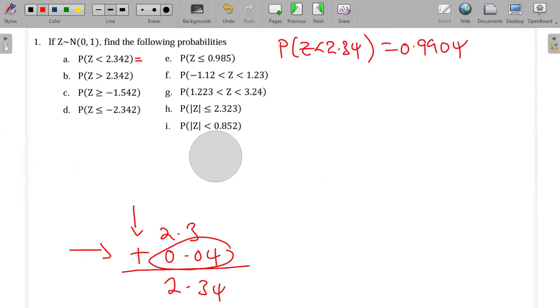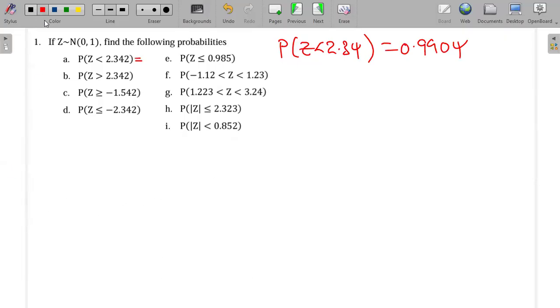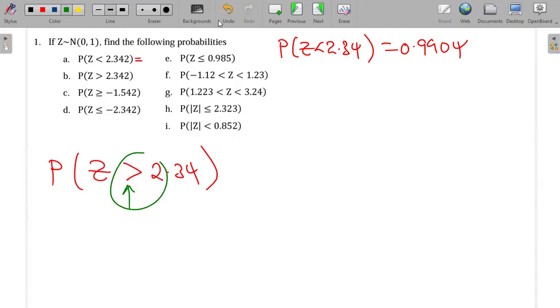Okay, next we look at B. They're saying find the probability that Z is greater than 2.342, which is the same number as before, but now we have a greater than here. First of all, we're going to round it off to 2 decimal places. Whenever you have a greater than, you always have to change it into a less than, guys. When finding Z-score probabilities, always change this to a less than.